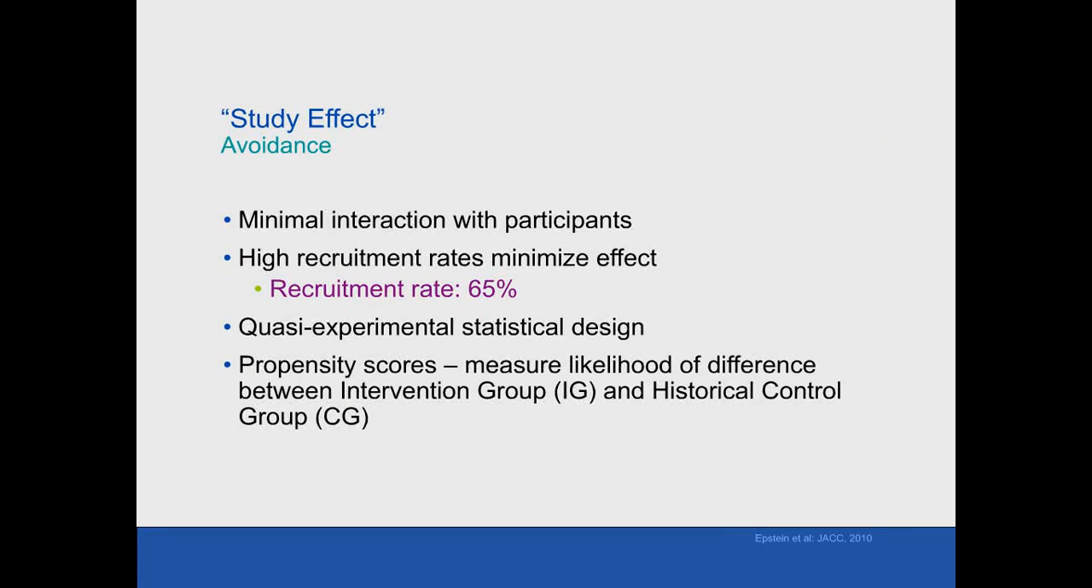There's a concern about studies like this. It's called the study effect. That means if you intervene, the patient is going to be more responsive to therapy. You have to design the study so you avoid that. The criteria defined to minimize the study effect is to have minimal interaction with the participants. It's ideal to have a high recruitment rate. One uses a quasi-experimental statistical design with propensity scores identified to compare the different groups.